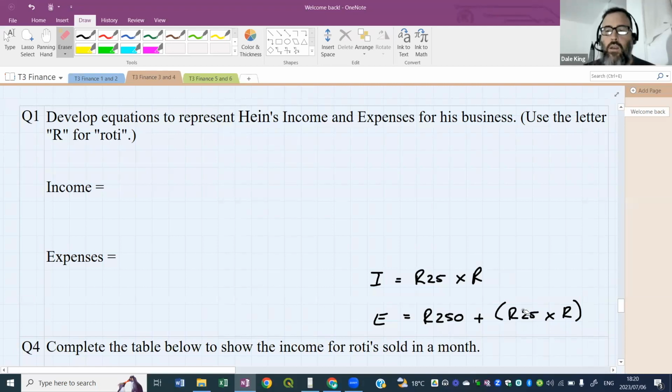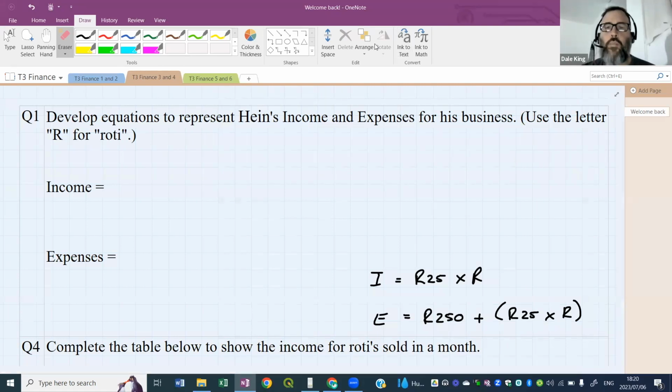Look here. Now, Bianca's using my equation, so it's not Bianca's fault. It's Teacher Dale's fault. What's going on here? What's wrong? We've made a mistake in the expenses equation.